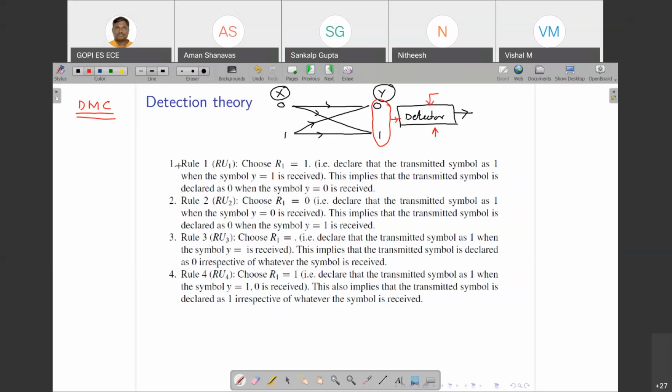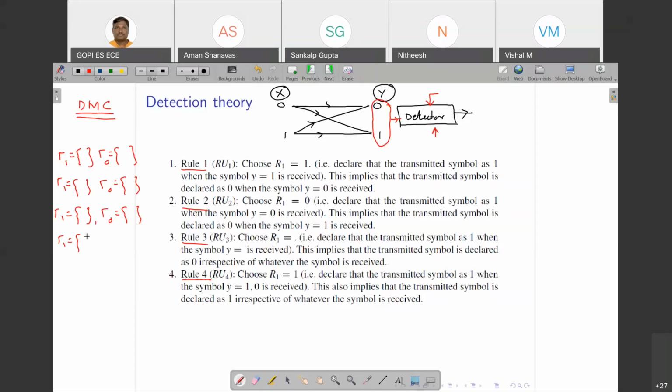You have four rules here: rule 1, rule 2, rule 3, and rule 4. The detection theory says that we have to identify the partition sets, let us say gamma 1 and gamma naught. So what are all the possible combinations we can have? We have four possible choices, and then we have to look for whichever gives the minimum.